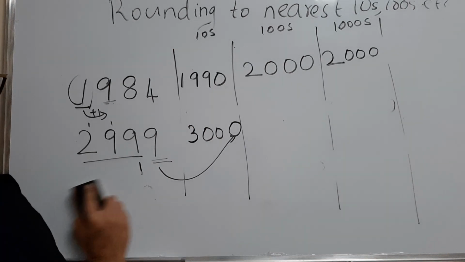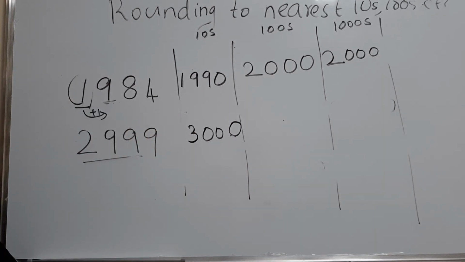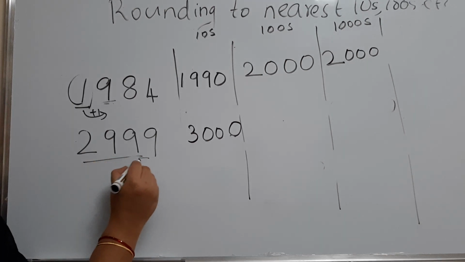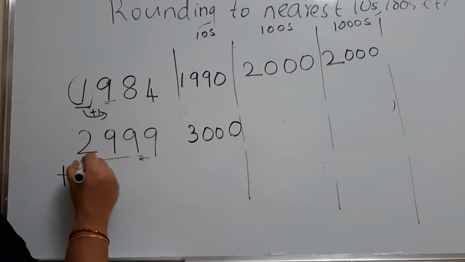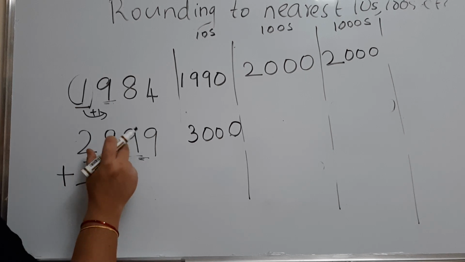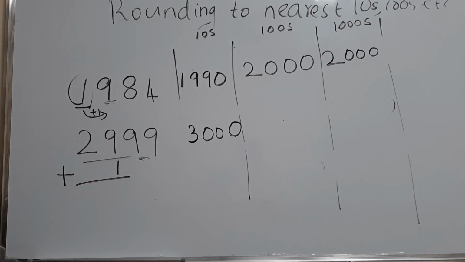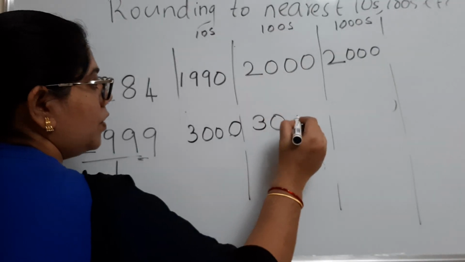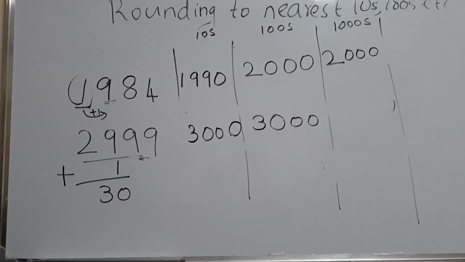Got it? Now, rounding to nearest hundreds. Nearest hundreds means you want to check the tens place. Here tens place is greater than 5. So whatever is left before that tens place you want to add with 1. So, 29 plus 1. What is 29 plus 1? 30. So 30, then the tens place and ones place will become 0. So you got the answer as 3000.